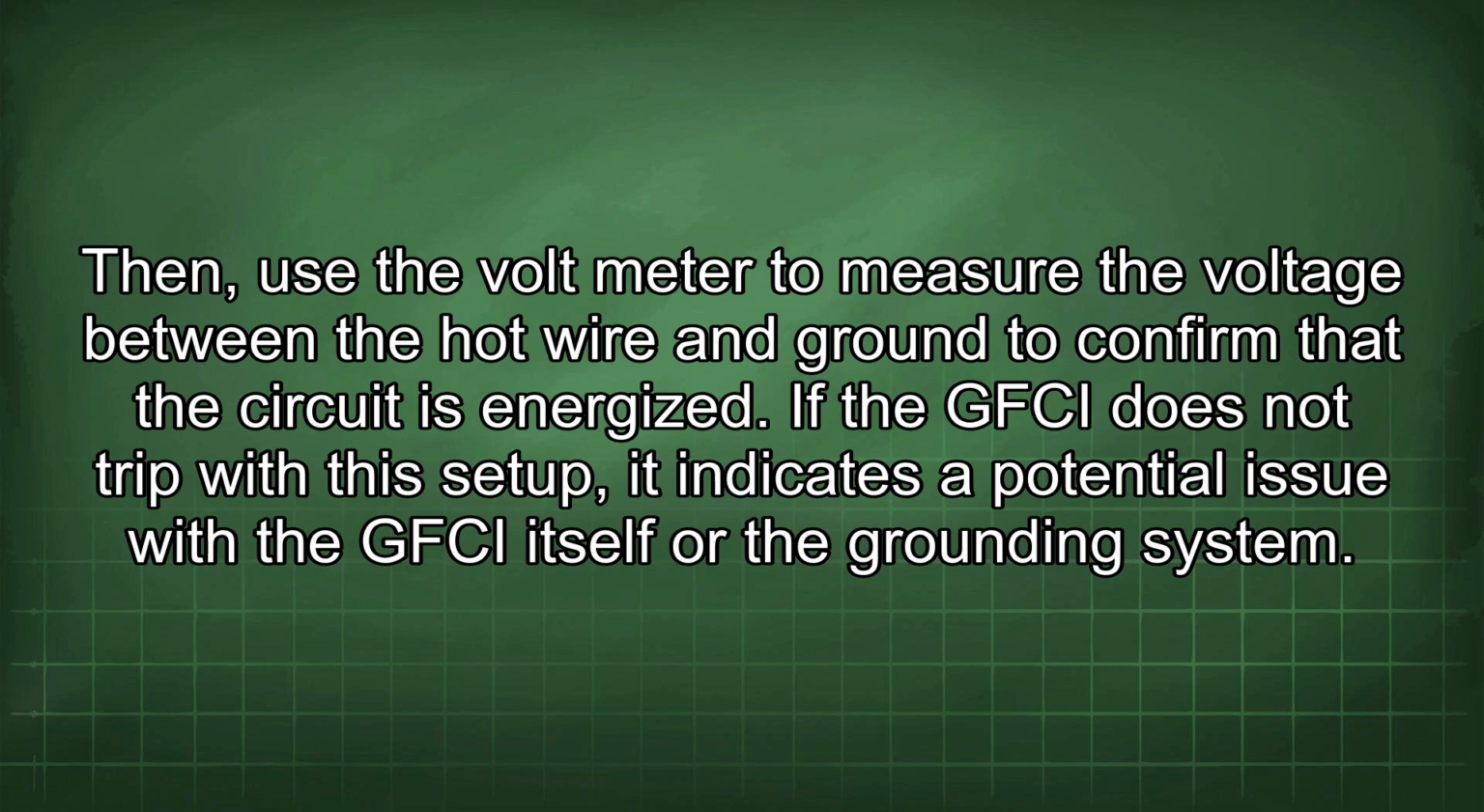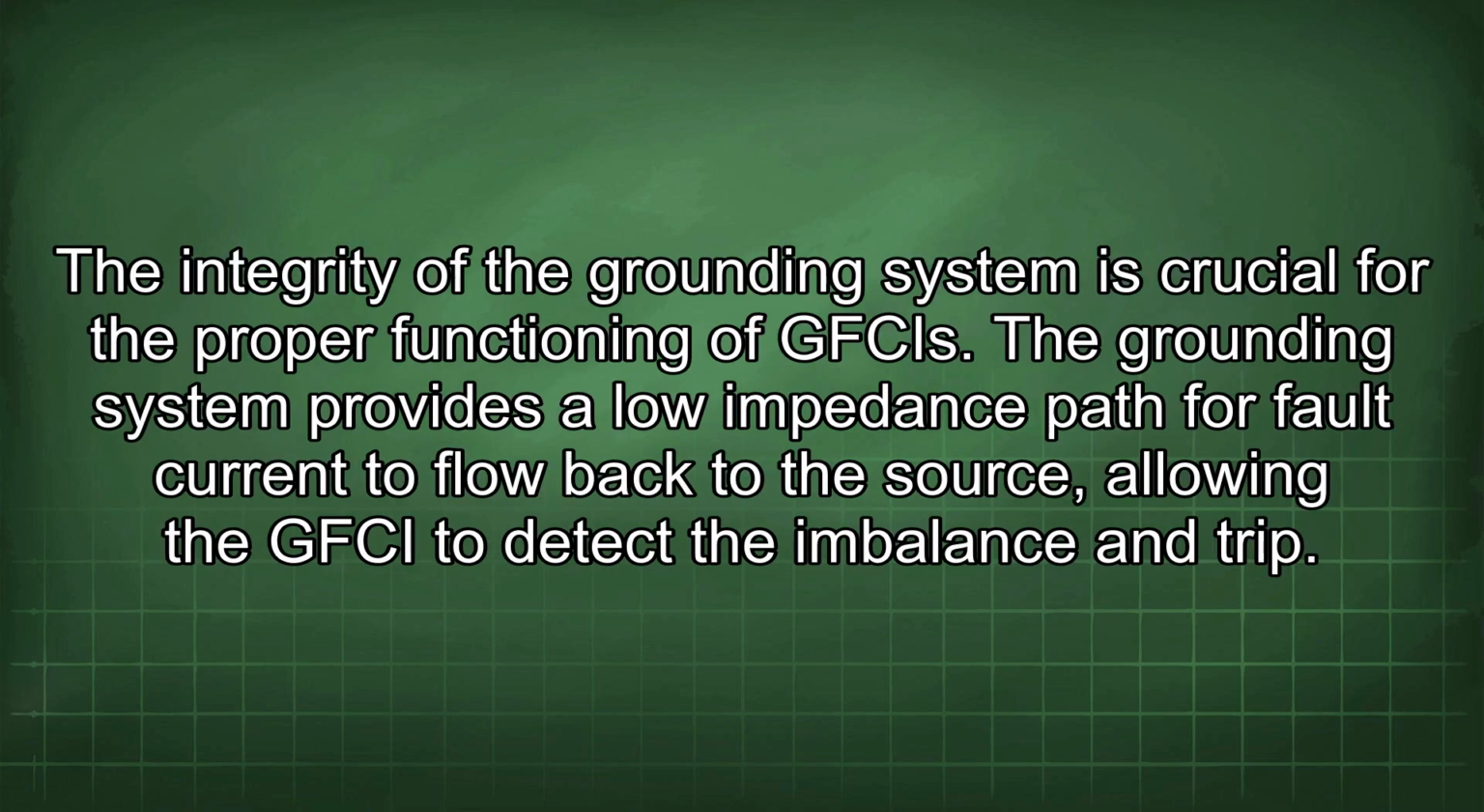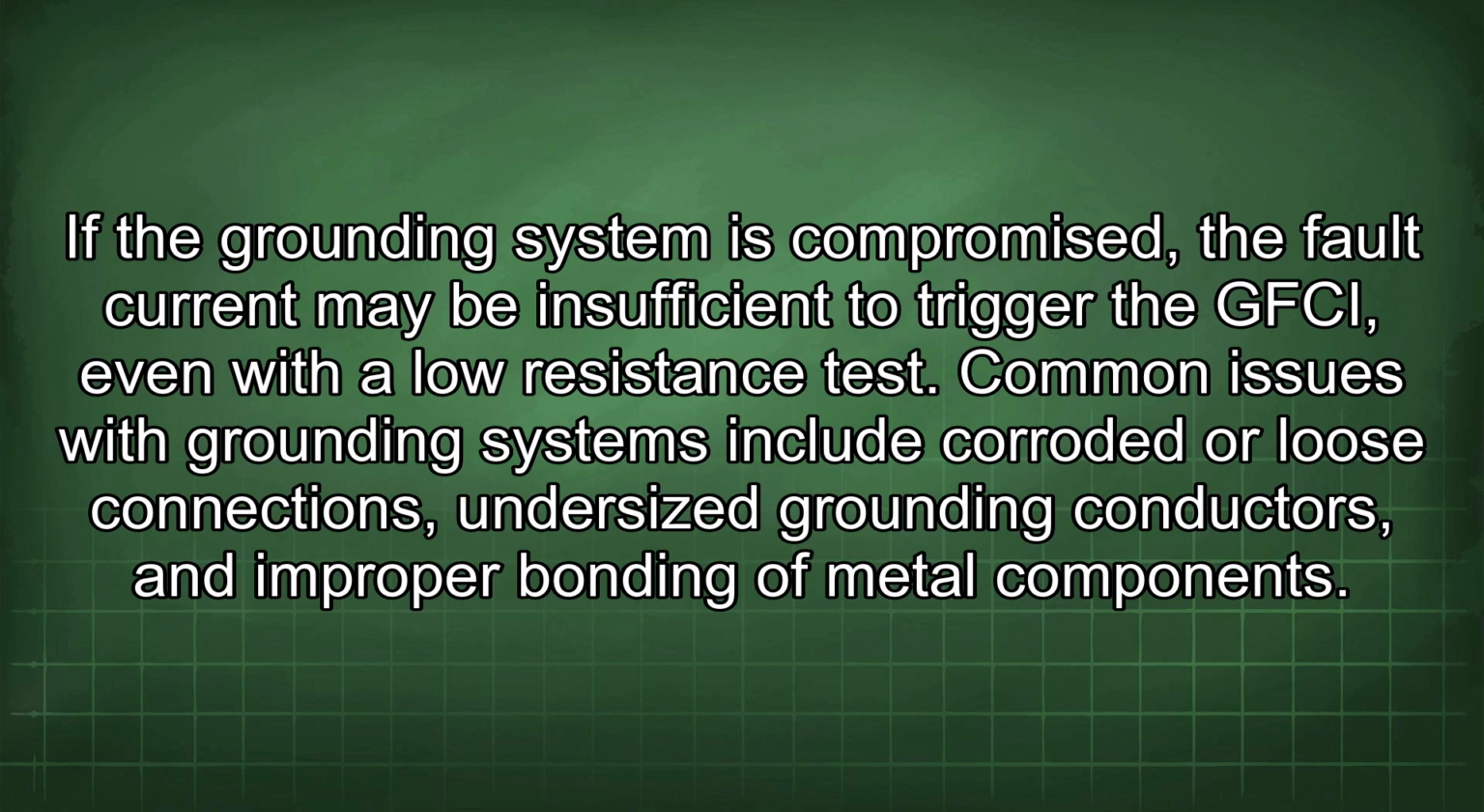The integrity of the grounding system is crucial for the proper functioning of GFCIs. The grounding system provides a low impedance path for fault current to flow back to the source, allowing the GFCI to detect the imbalance and trip. If the grounding system is compromised, the fault current may be insufficient to trigger the GFCI, even with a low resistance test.